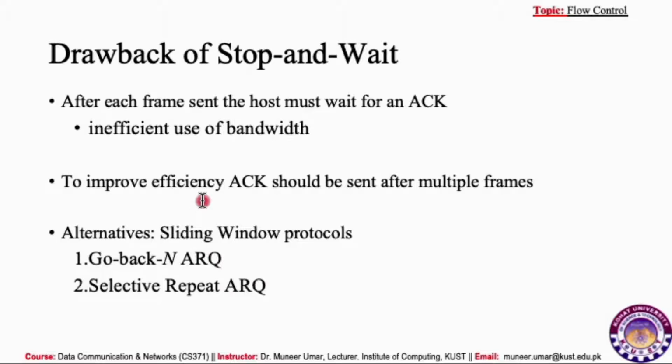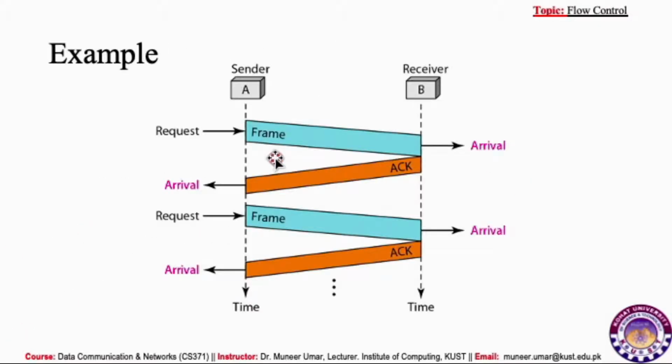To improve efficiency, the acknowledgement should be sent after multiple frames. Now, in the figure, we have one acknowledgement per frame received, and this is quite awkward. It should be made smart, so that we have multiple frames here, and for multiple frames we can use a single acknowledgement. So in this way, the bandwidth should be utilized.